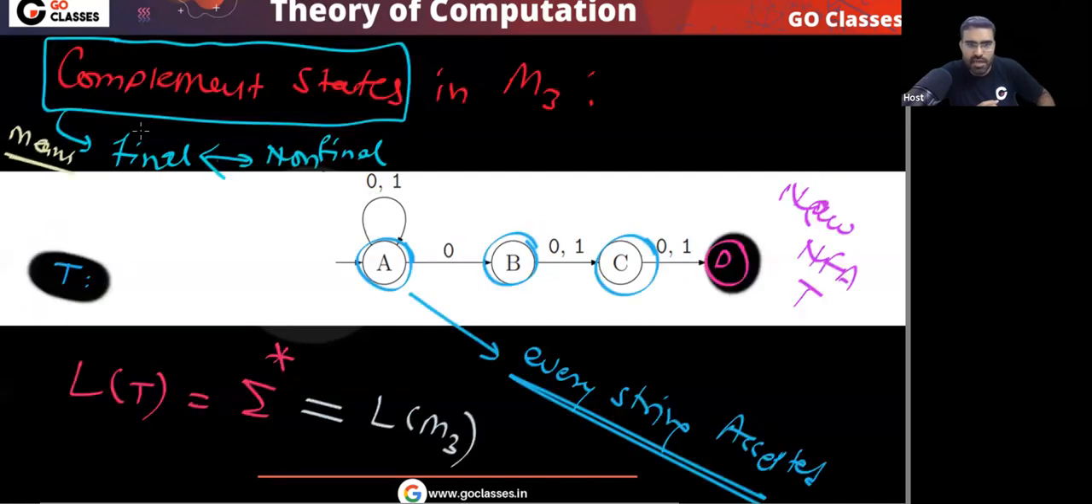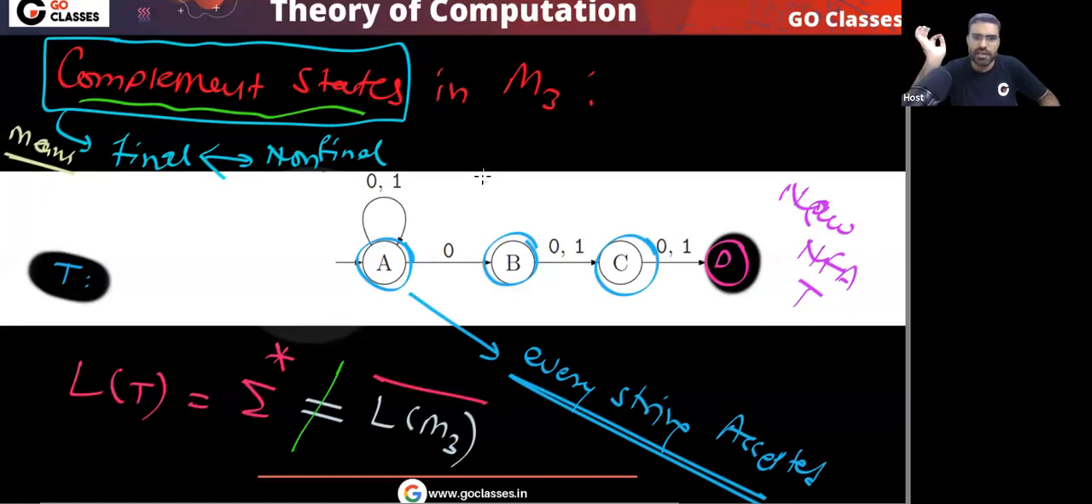This is your previous NFA. So can I say, if I complement the states, the new language is sigma star. Is this the complement of the previous language? No. Okay, is this idea clear? So in an NFA, you cannot make non-final states final and final states non-final to get the complement of the language.